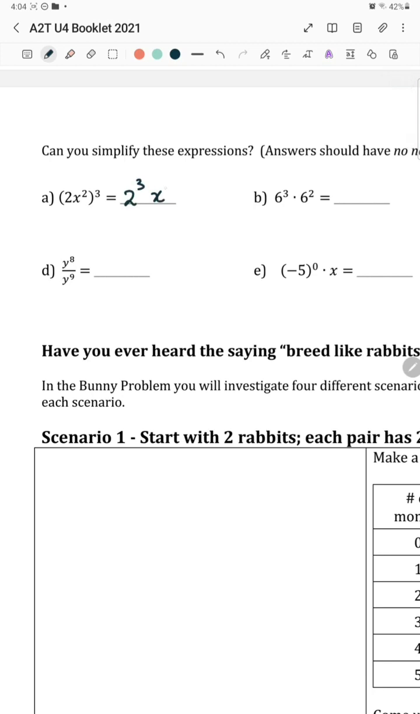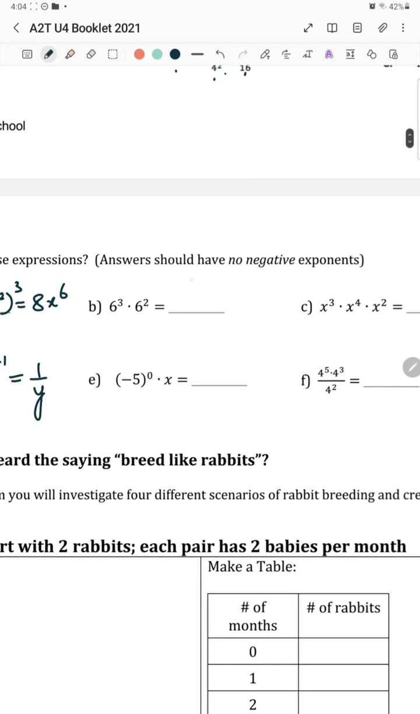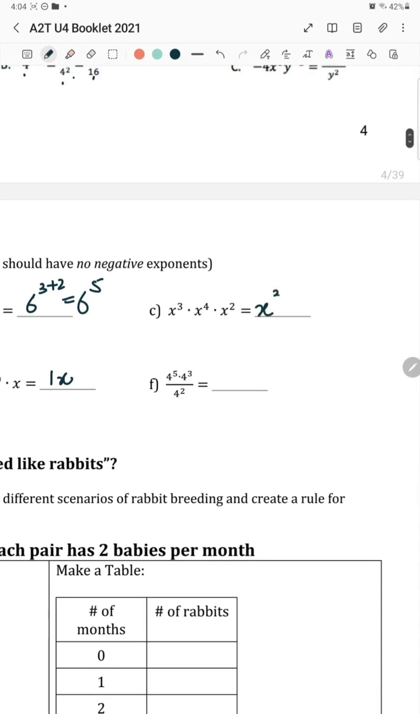2 cubed, x squared cubed. y to the 8 minus 9, y to the negative 1, 1 over y. 6 to the 3 plus 2, 6 to the 5. Minus 5 to the power 0 is 1, x. Bases are the same. Two is in the denominator, so it would be subtracted.